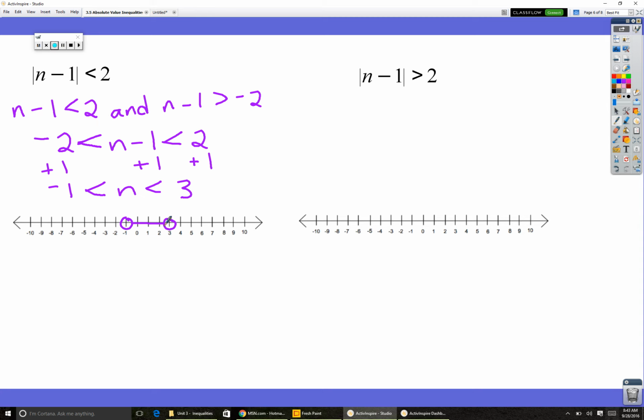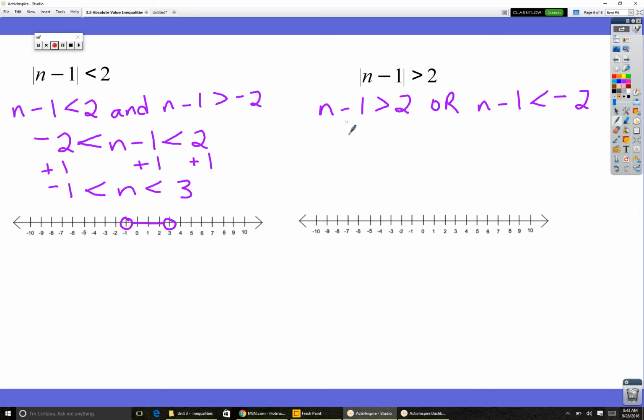Okay, next one. It's almost the same inequality, but I have a greater than sign instead of a less than sign. So my two inequalities are just going to be n minus 1 is greater than 2. And then am I going to use an and or an or? TJ? Or. And what would my new inequality be, Liz? N minus 1 is less than -2. Good.